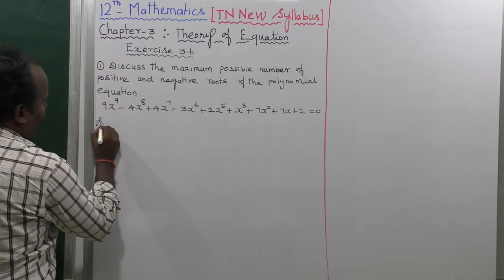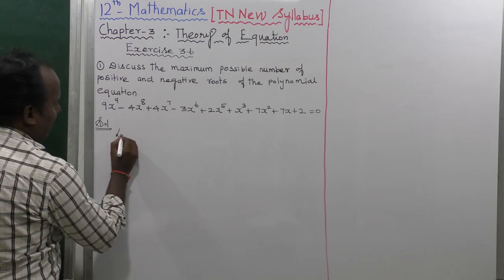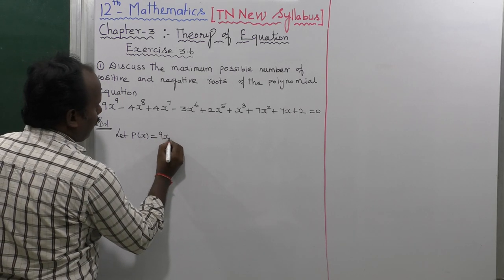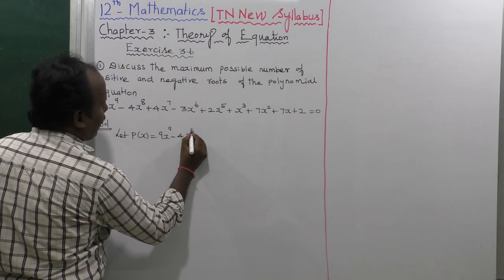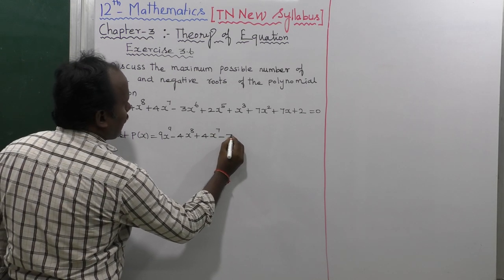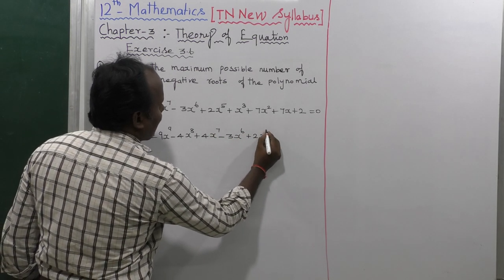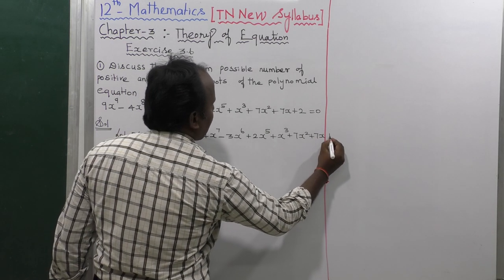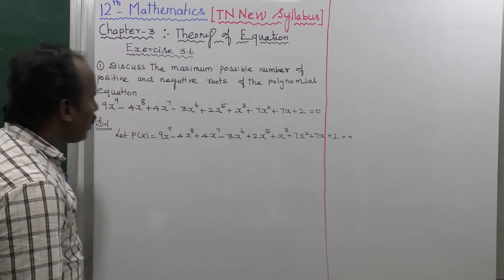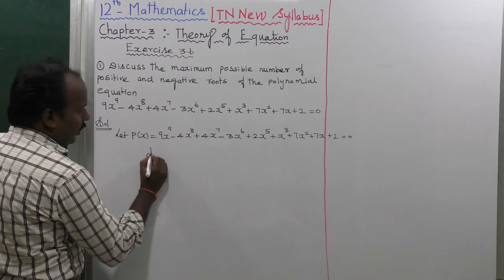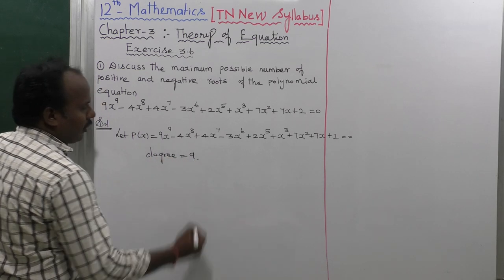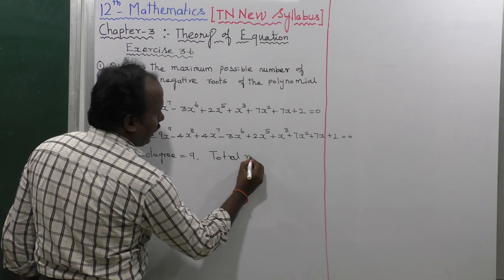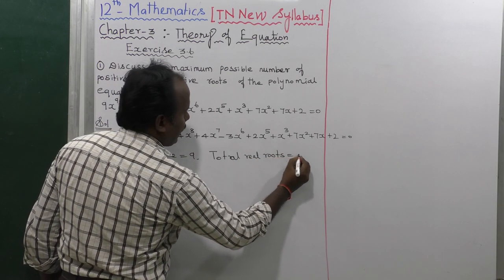So first of all, the solution. Let us consider the polynomial P(x) = 9x^9 - 4x^8 + 4x^7 - 3x^6 + 2x^5 + x^3 + 7x^2 + 7x + 2 = 0. First, the degree of the given equation is 9. Next, the total number of roots is 9.